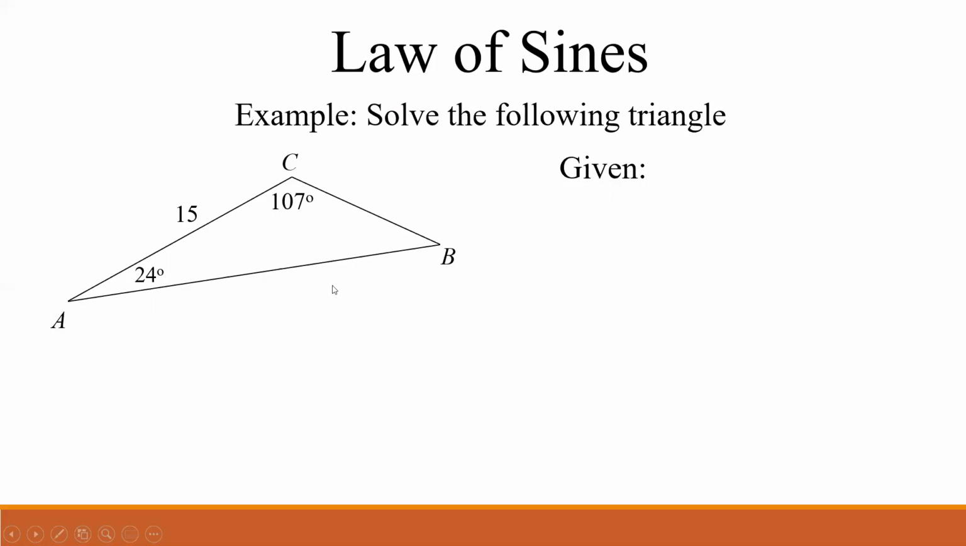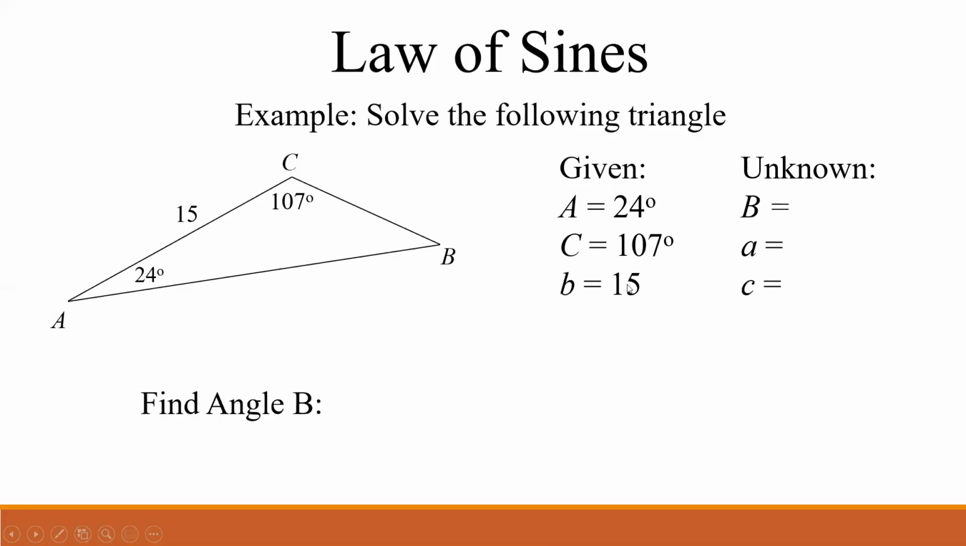So what I like doing is writing down exactly what it is I'm getting. I know angle A, angle C, and side B. And what's unknown? Well, everything else. So the angle B and then side A, just like I said on the steps a few slides ago.